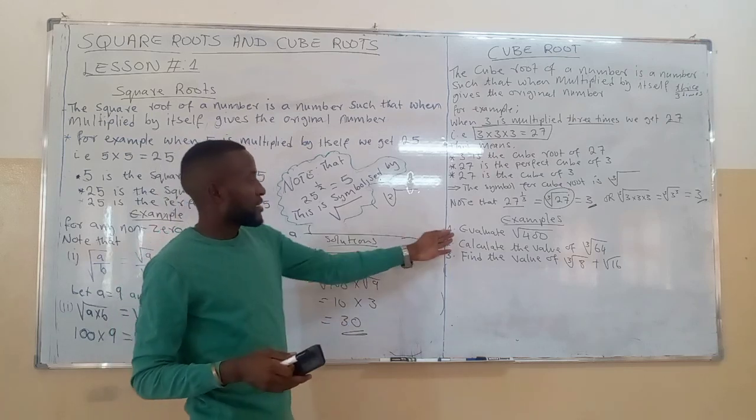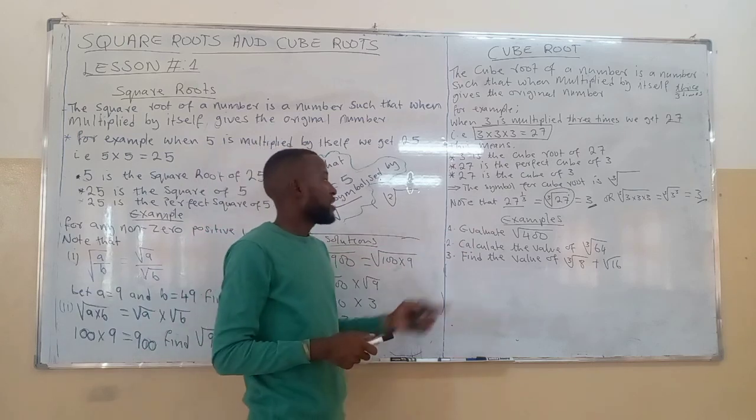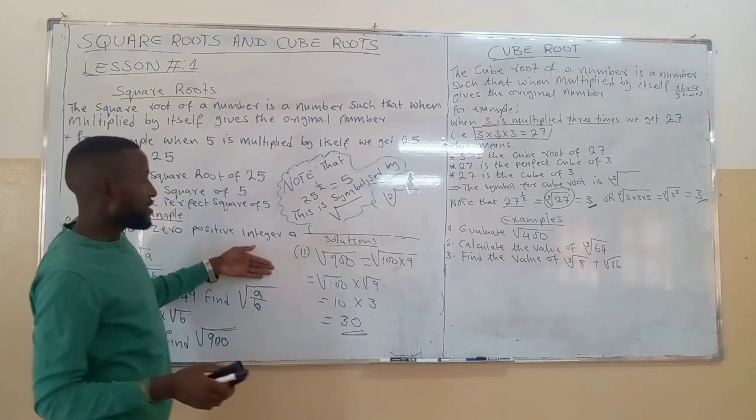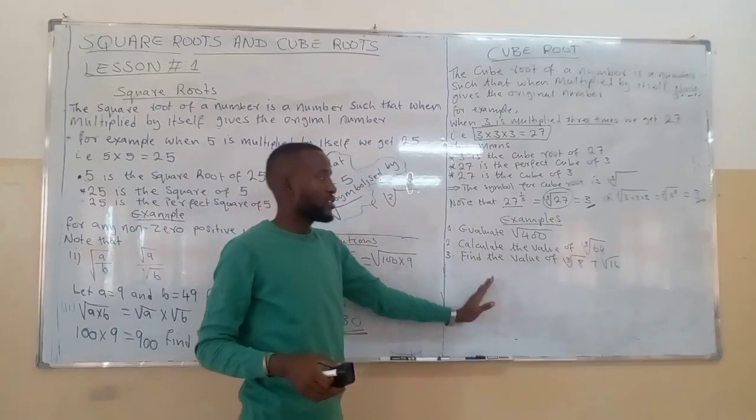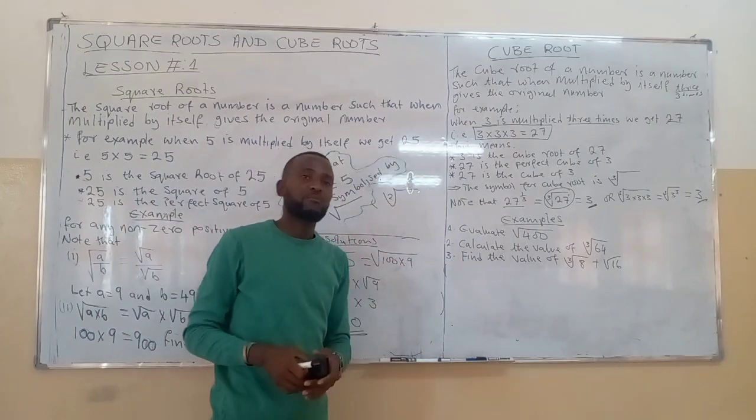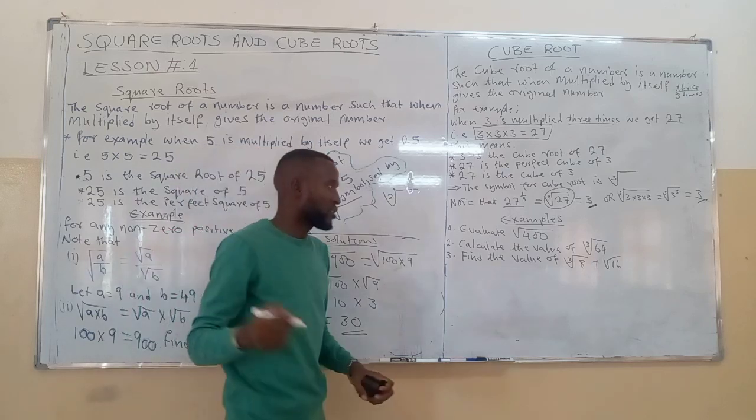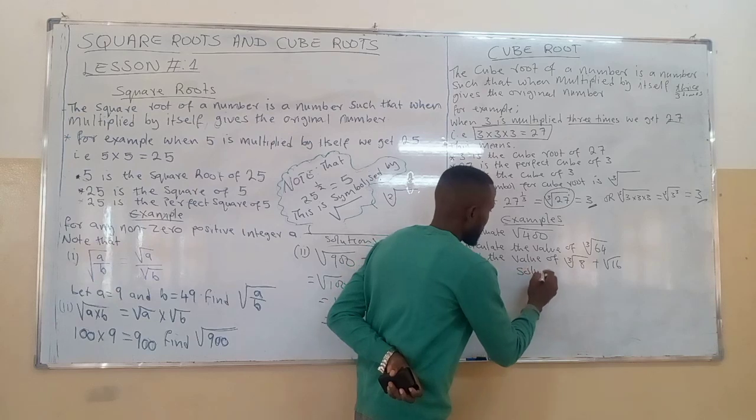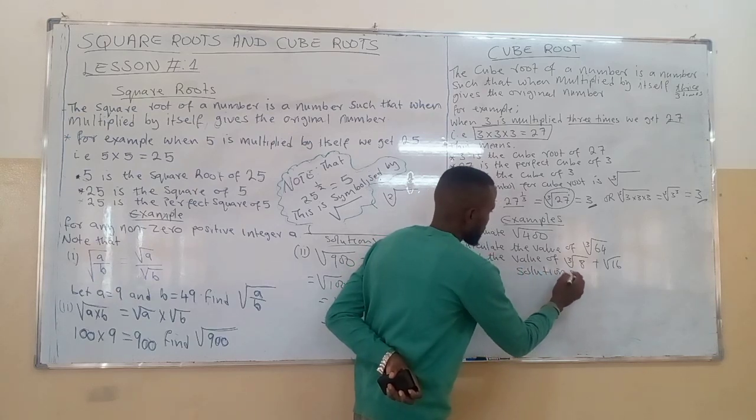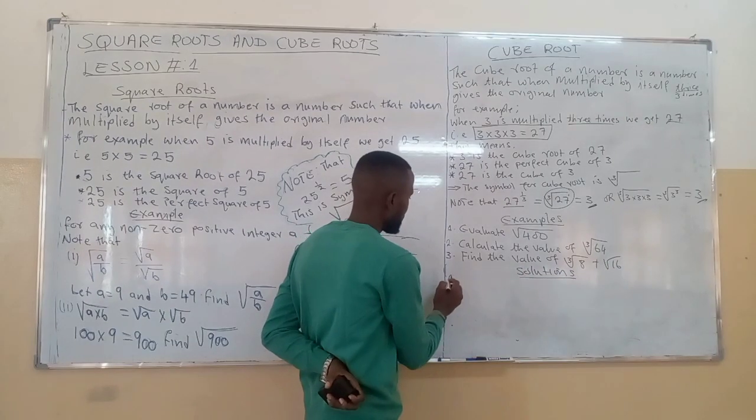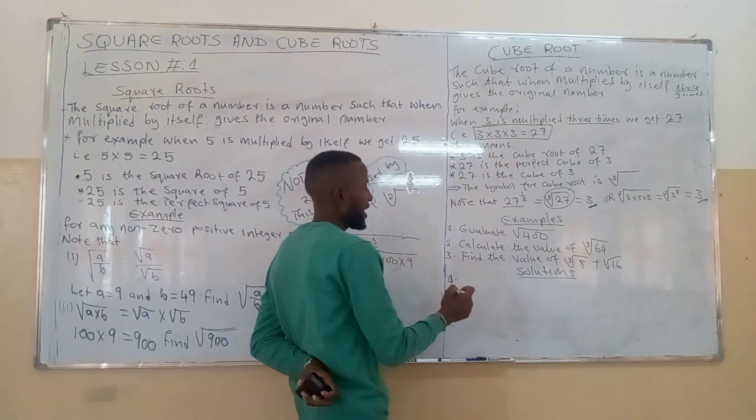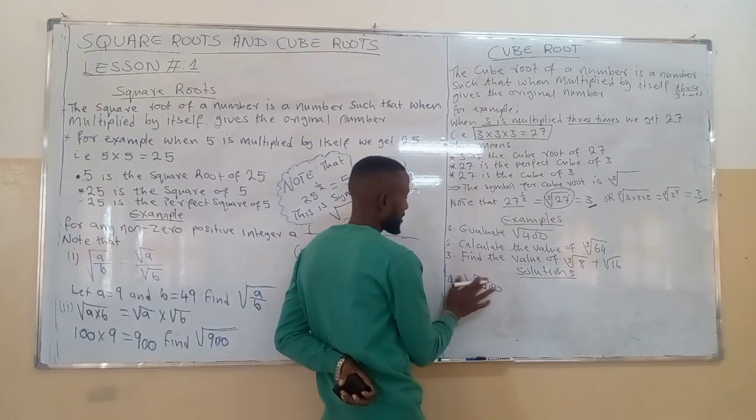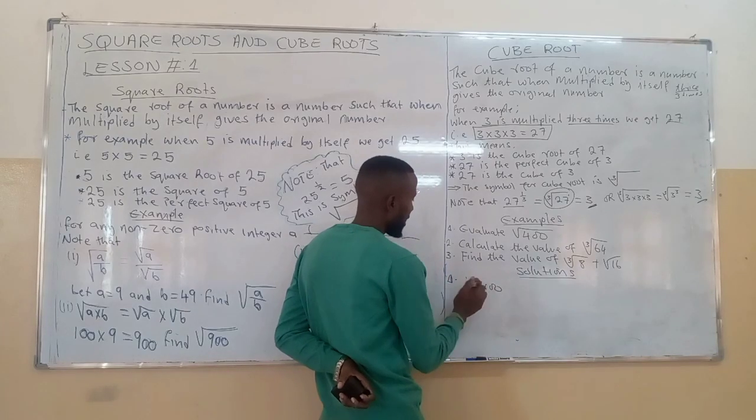Now, let us see the examples. Evaluate the square root of 400. Now, this is a square root and these are cube roots. Questions come in this format. These are examination questions, ECZ examination questions. So now let's work out the solutions. The first one, question number 1: they're asking us to evaluate the square root of 400.